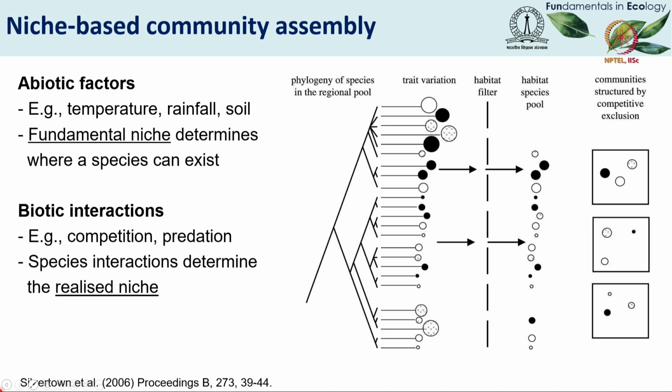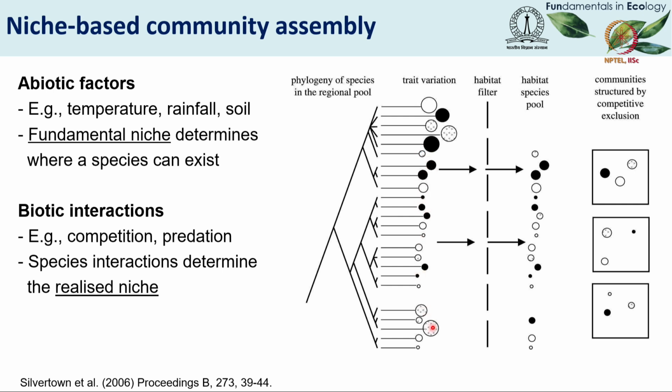So the first step in this model of community assembly, which is entirely niche based community assembly, entirely selective forces, selection operating to assemble these communities, is that the fundamental niche of the species determines where a species can exist. So let's say you have here a pool of species. Each of these circles represents one species, right?